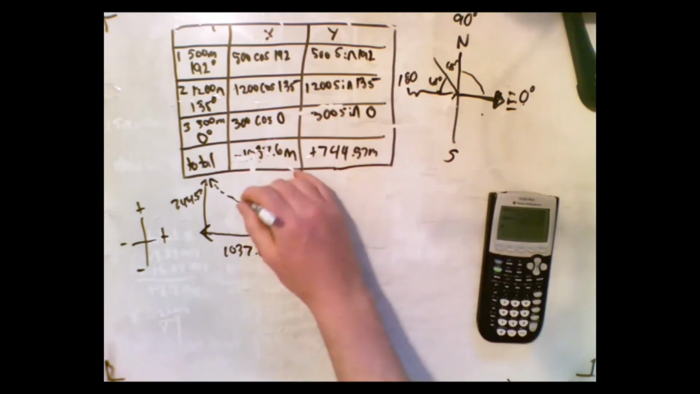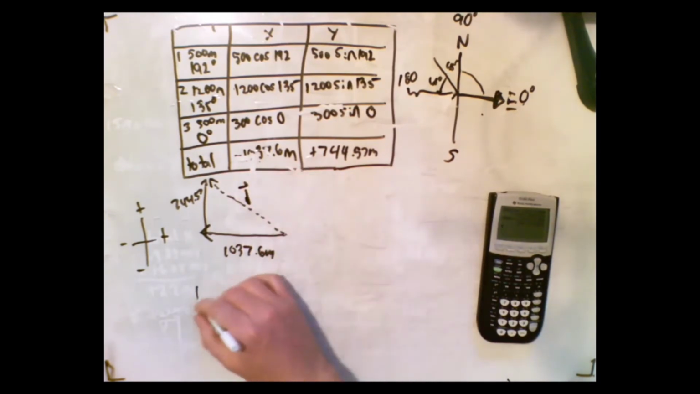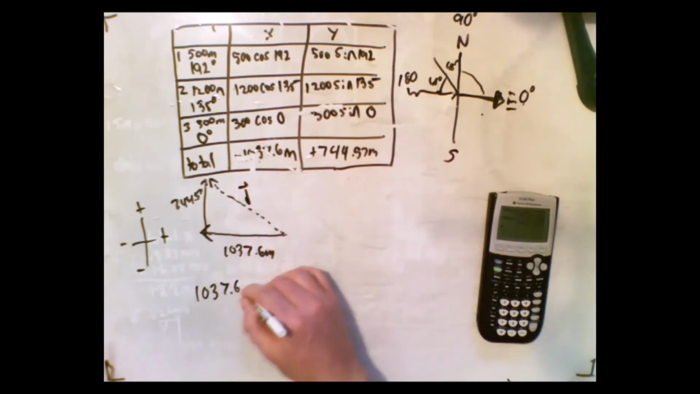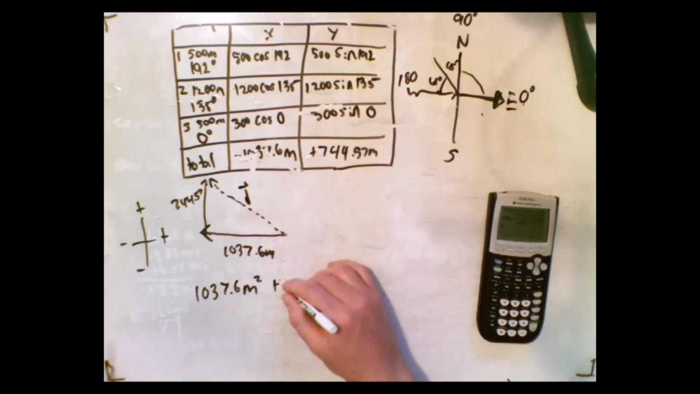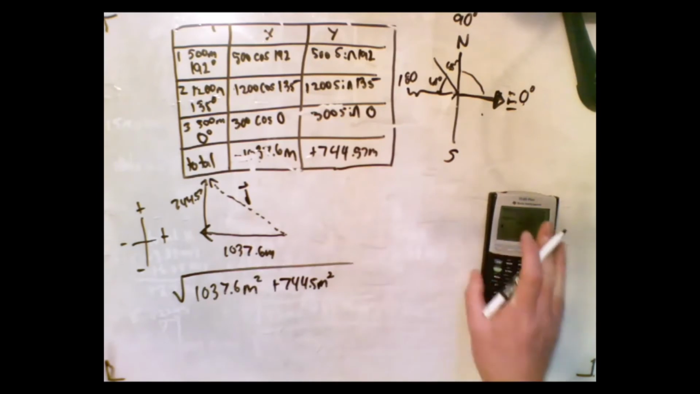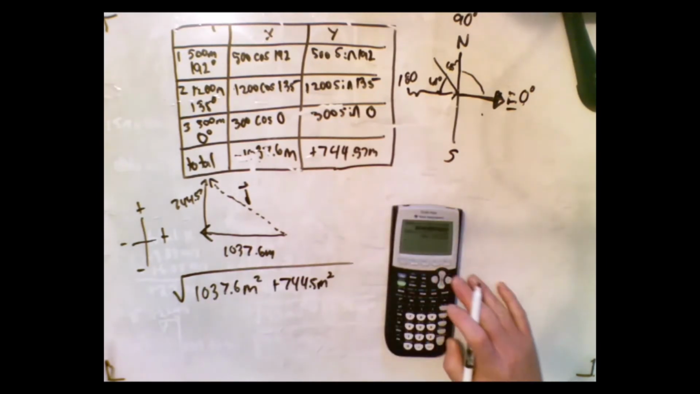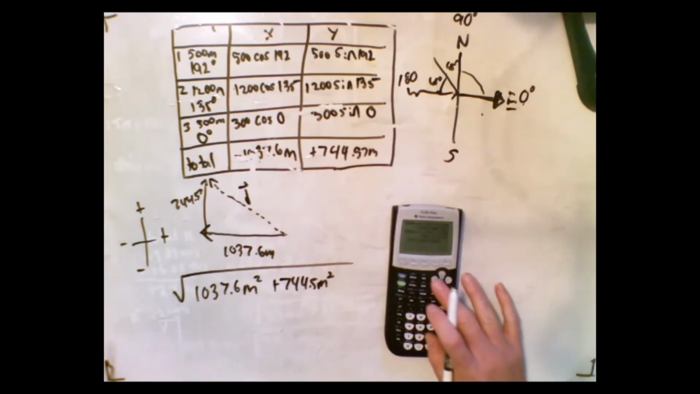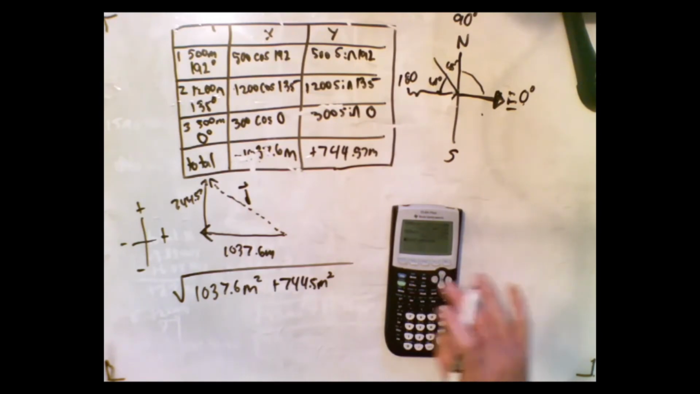Okay, so this is our total displacement. So we have to go 1037.6 meters squared plus 744.5 meters squared, and then square root it. So I have those answers in there already. So I'm just going to delete the negative from there. And I'm using my full answer like a good person.